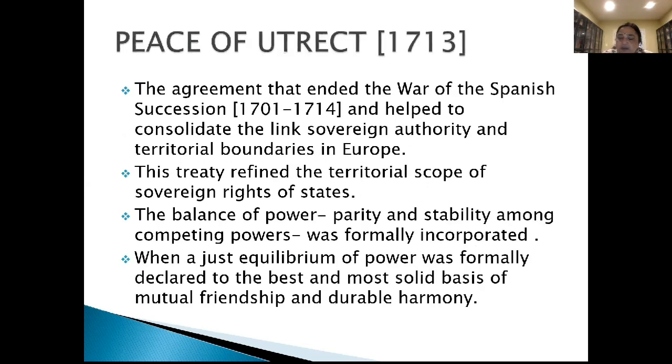After the Peace of Westphalia, the treaty that we have to look at is the Peace of Utrecht in 1713, the agreement that ended the War of the Spanish Succession, 1701 to 1714, and helped to consolidate the link between sovereign authority and territorial boundaries in Europe. This treaty refined the idea that every state has a territory and every state has certain sovereign rights within that territory. Balance of power also comes in again, a just equilibrium of power, which promises peace based on mutual friendship and durable harmony.